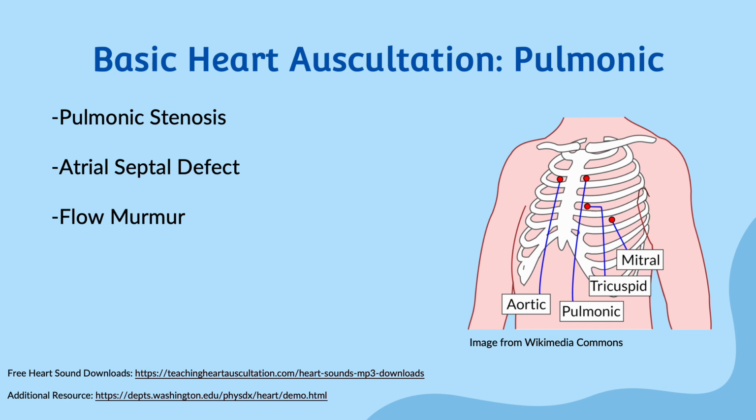Pulmonic stenosis is a condition in which the valve between the right ventricle and the pulmonary arteries becomes narrowed or stenotic, which can restrict blood flow from the right ventricle to the lungs. An atrial septal defect, or an ASD, is a congenital heart defect in which there is a hole in the septum that separates the two upper chambers, the atria, of the heart. This hole allows blood to flow between the atria, causing the blood to mix and potentially leading to increased blood flow to the lungs.